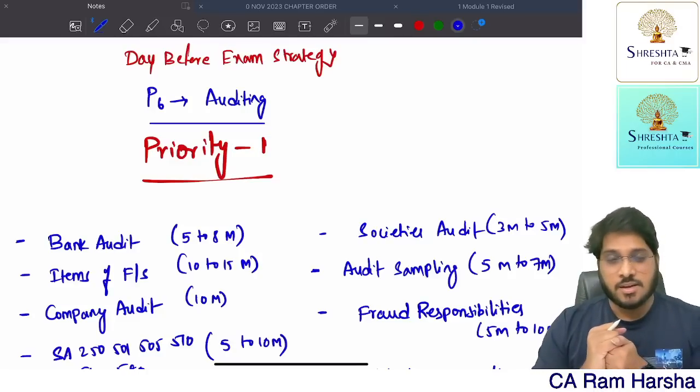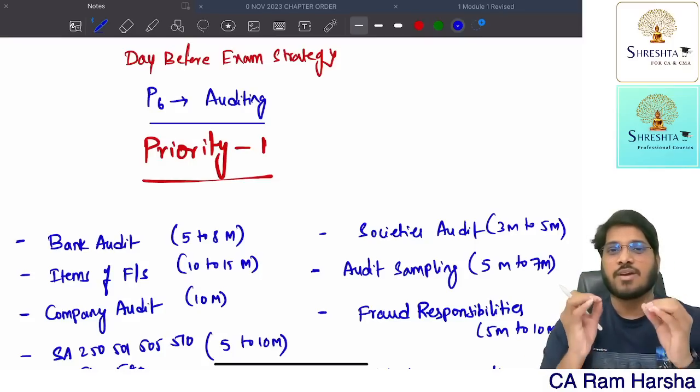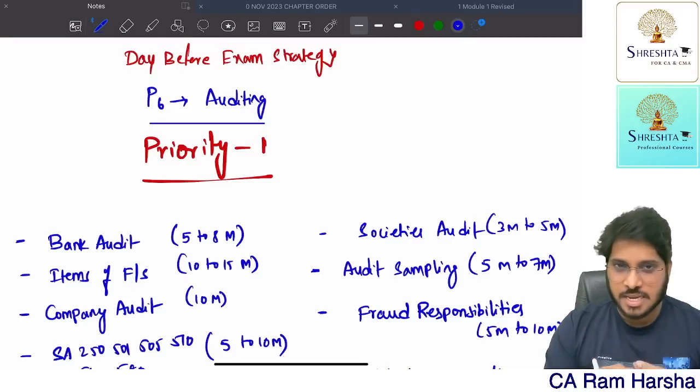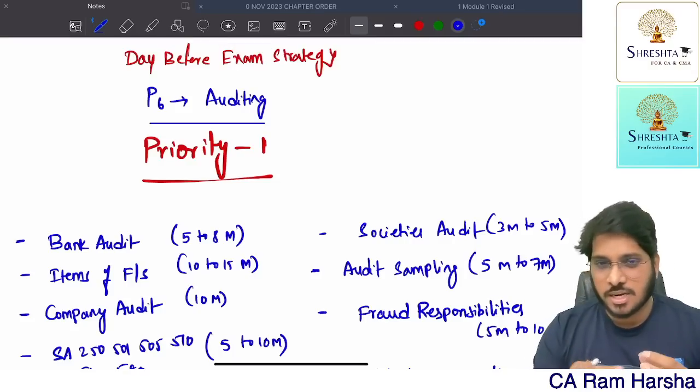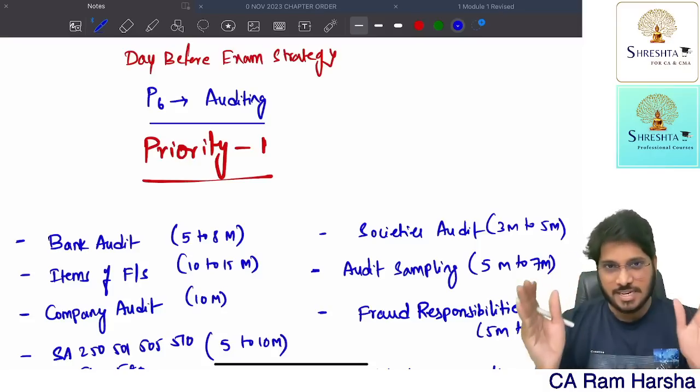So this is the day before exam strategy for the CA Inter Auditing and Assurance paper. On 14th of May, you have the exam, right? Before the exam, you have a maximum of 1.5 days. More precisely, you are left with hardly 20 hours of productive time. Don't count the entire time.